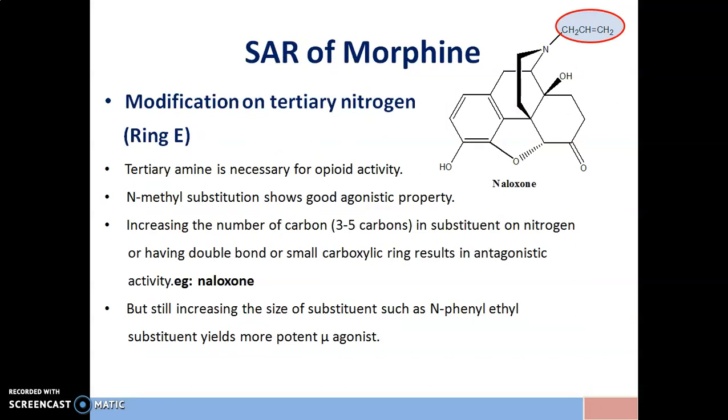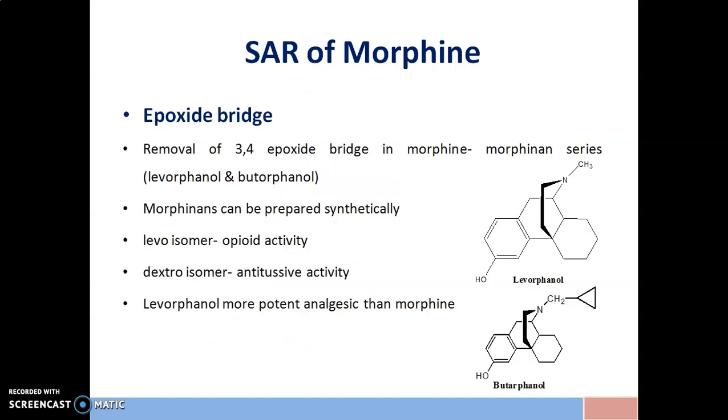Modification on tertiary nitrogen, that is, the tertiary amine is necessary for opioid activity. N-methyl substitution shows good agonistic property. Increasing the number of carbons from 3 to 5 in the substituent on nitrogen, or having a double bond or small carbocyclic ring results in antagonistic activity. Example is naloxone. But still, increasing the size of substituents such as an N-phenylethyl substituent yields a more potent mu agonist.